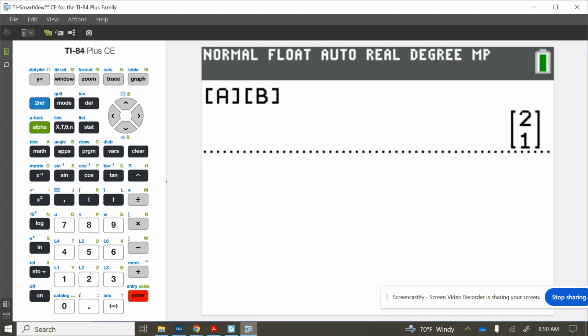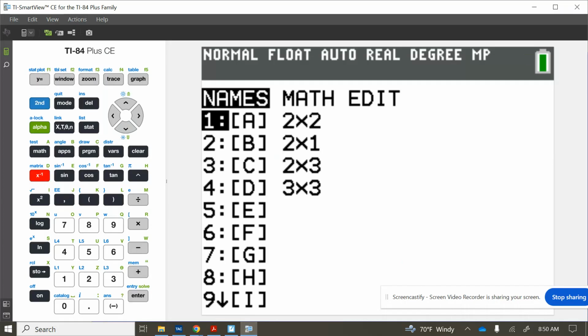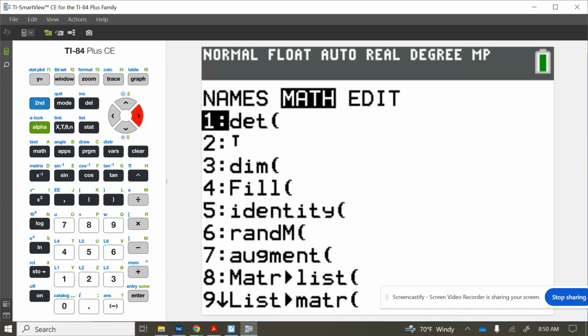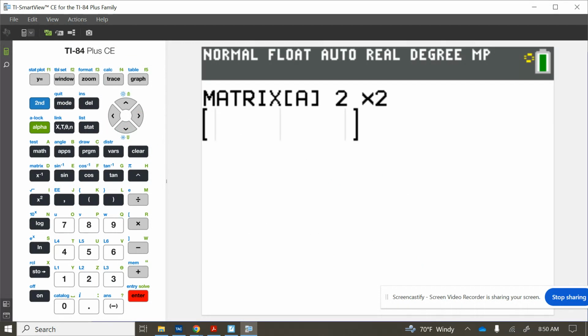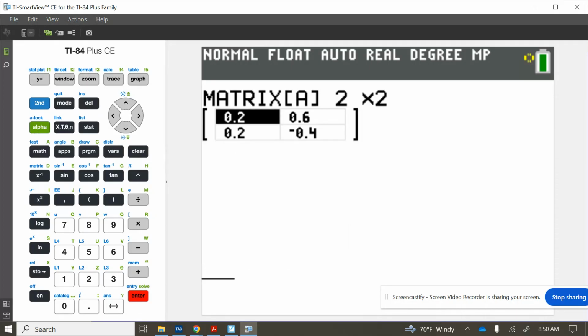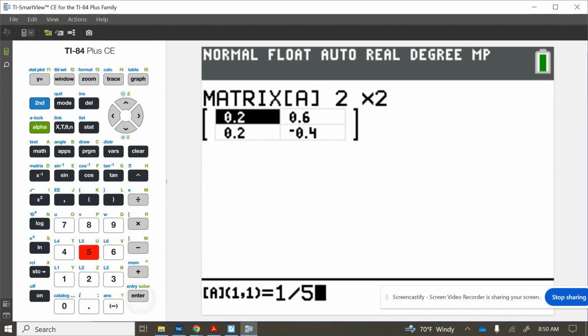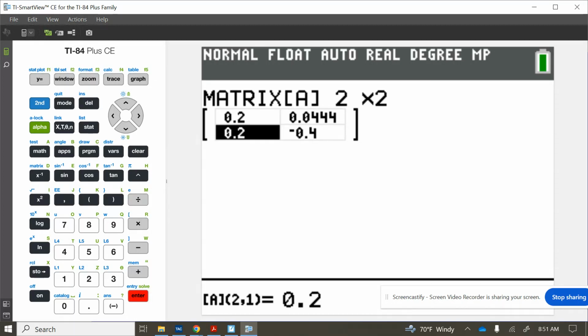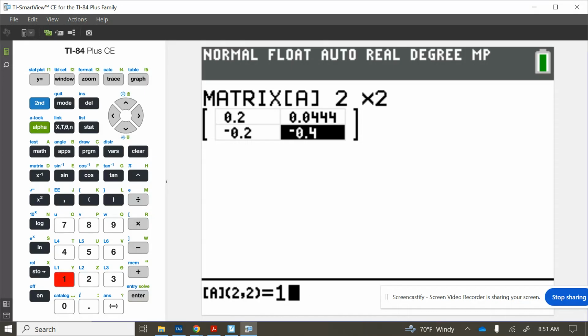Again, you could just type this in your calculator. So we have to edit. Again, you can just type these in. Sorry, we need a 2 by 2 matrix. We have 1/5, we have 2 over 45, we have negative 1/5 and 1 over 15.